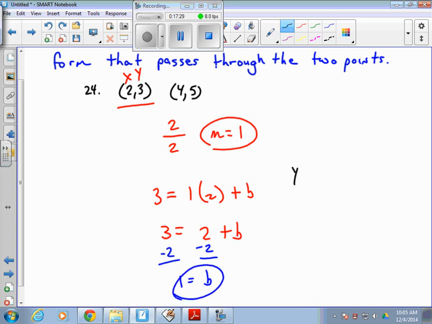Write your equation. Y equals mx plus b. M's value goes right here, 1, plus b's value goes right here, positive 1. Remember, there's no reason to write 1 times x like that. Y equals x plus 1.